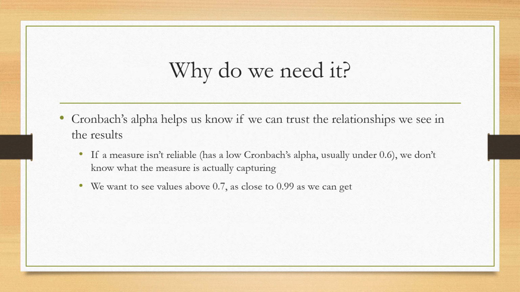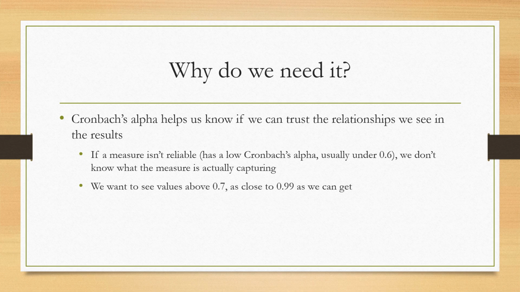So why do we need Cronbach's alpha? Why do we need to be paying attention to it in papers? Because in the context of this class, you're probably not going to be doing the research, but you're going to be consuming it. So we want to look at Cronbach's alpha and know how it works, because it can help us know if we can trust the relationships that we see in the results.